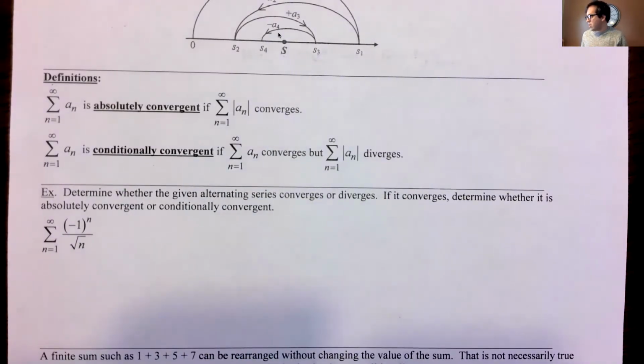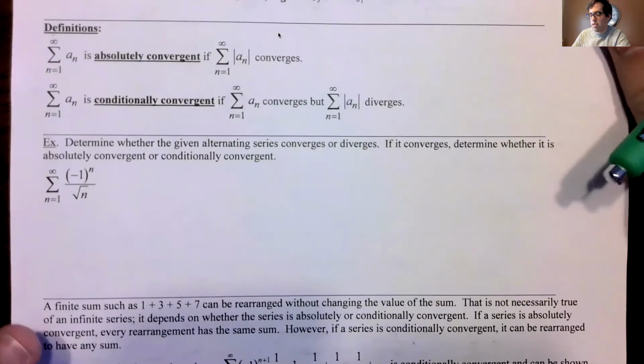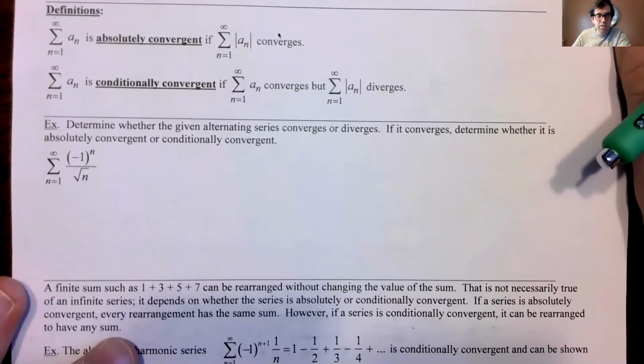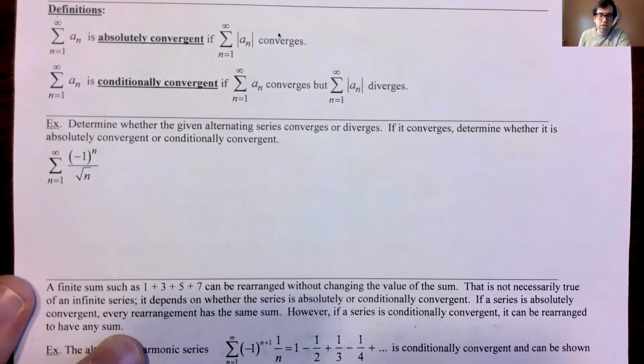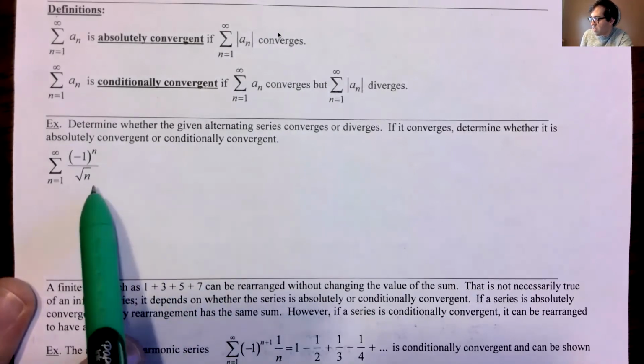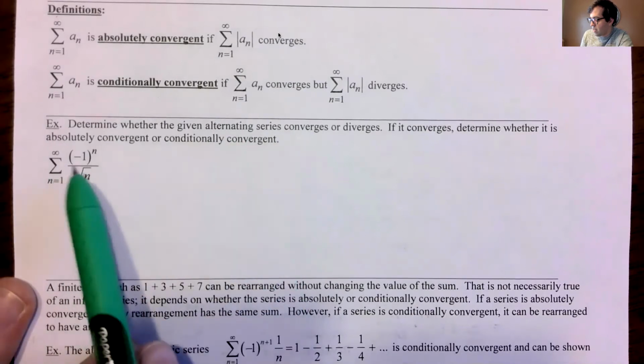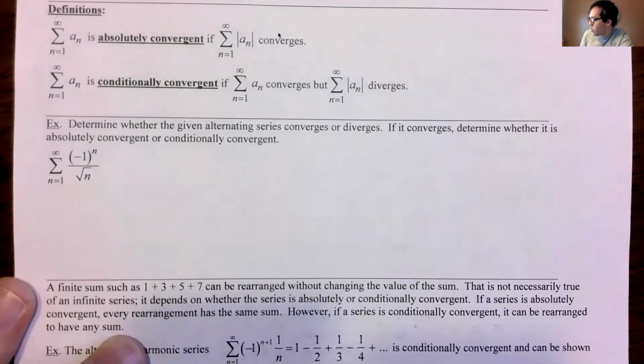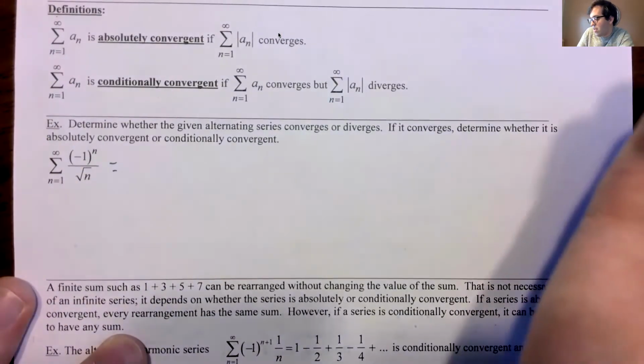Okay, so let's take a look here at an example. Determine whether the given alternating series converges or diverges. If it converges, determine whether it is absolutely convergent or conditionally convergent. So we're first going to notice that this is alternating. It even tells us that in the directions. So we're going to try to show whether this converges or diverges using the alternating series test. So I'm going to separate out the -1 to the n.